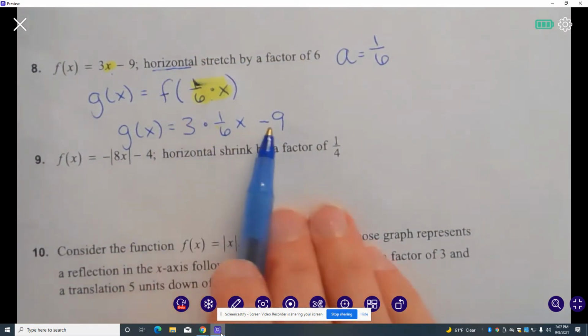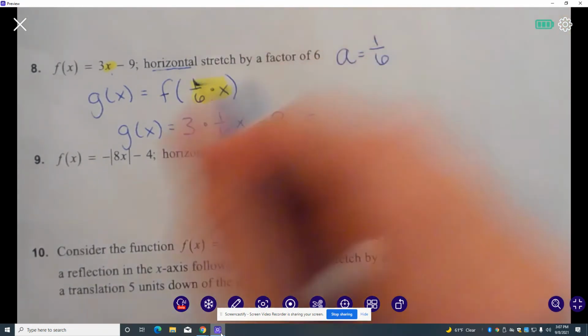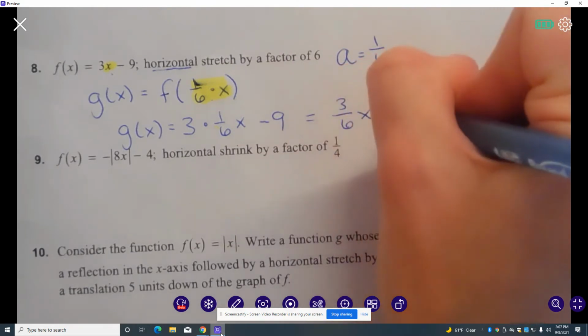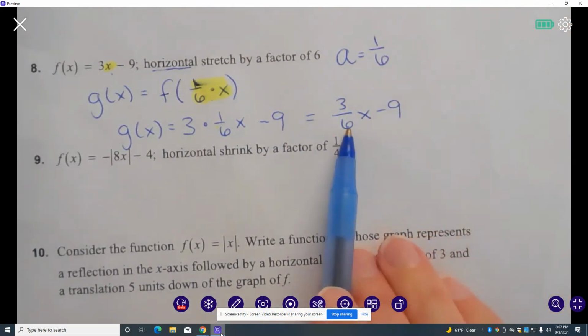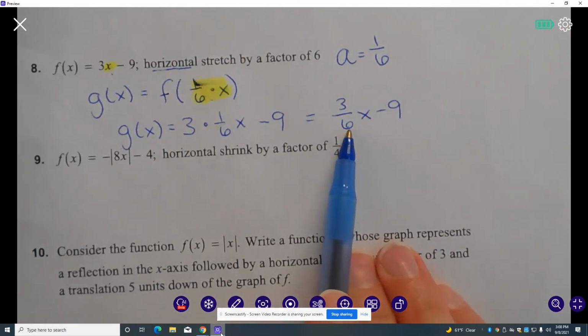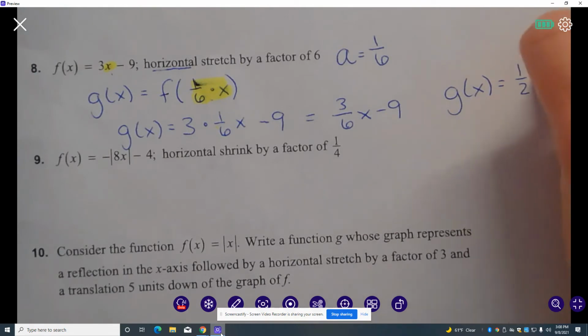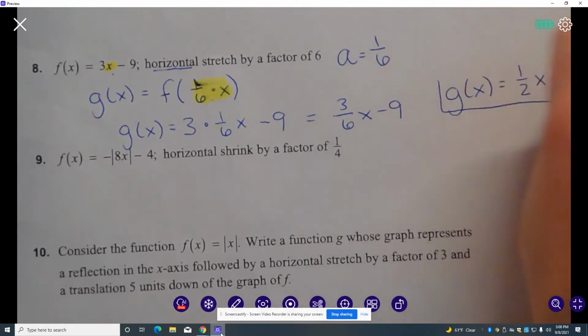I'm going to go ahead and simplify this. So this is equal to, let's see, 3 times 1/6 is 3/6 x minus 9. And I can reduce this fraction. 3/6 is the same as 1/2. So my final function, g of x, is equal to 1/2 x minus 9.